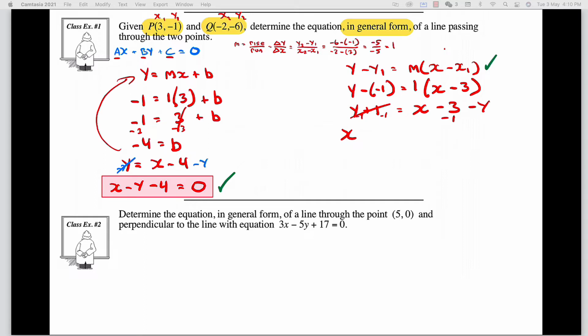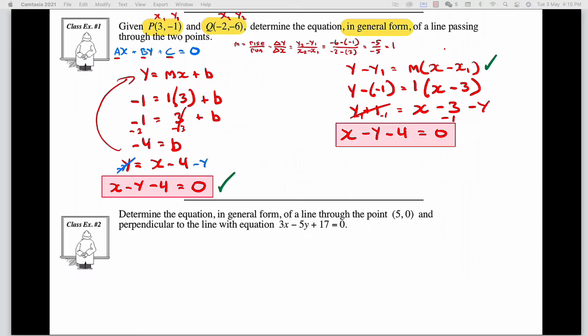So now what I've got right here is x minus y minus 4, which is exactly what we got over there. So this is going to be x minus y minus 4 equals 0. And in both cases, we're able to determine the equation of the line.